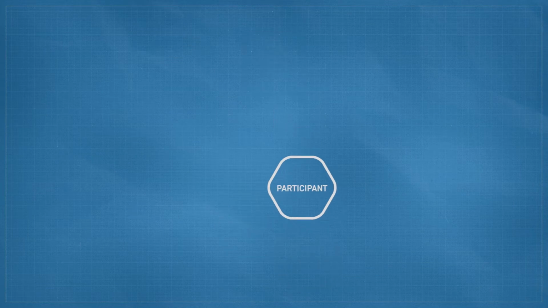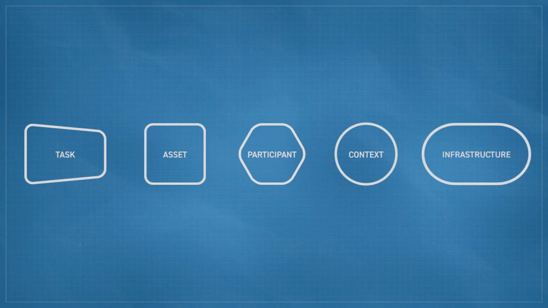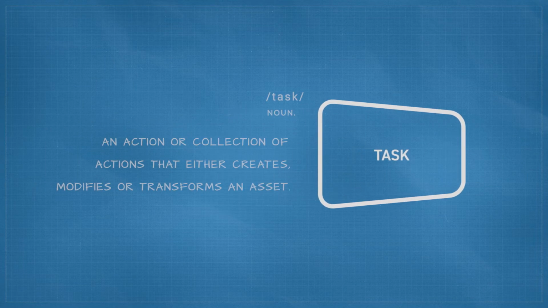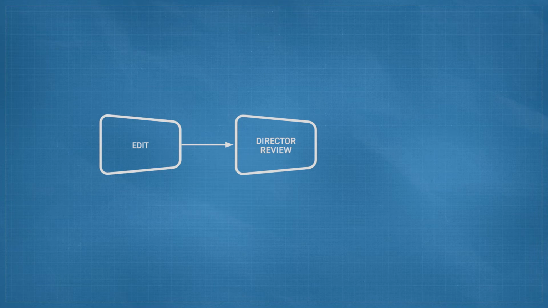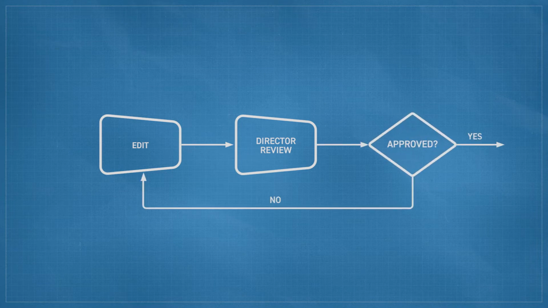Of course, the whole purpose of a workflow is to get work done, and for that you need a shape for a task, the work that is being completed. For that, we use a trapezoid with inputs and outputs showing what the task is doing. Here's a basic example. We can see that we have an edit task followed by an approval task, and we can even add a gate if we want the edit task to be repeated until approval is received.